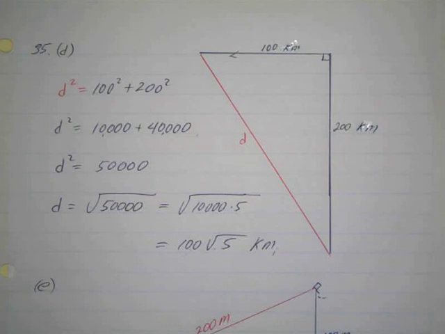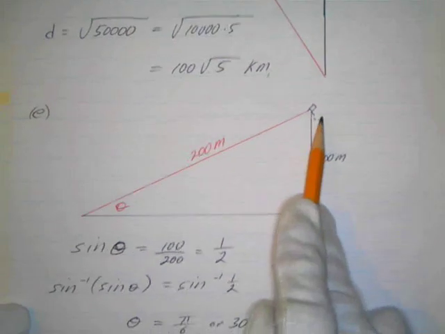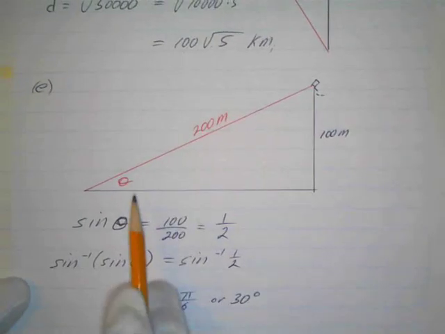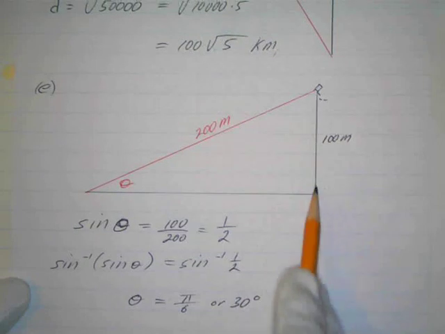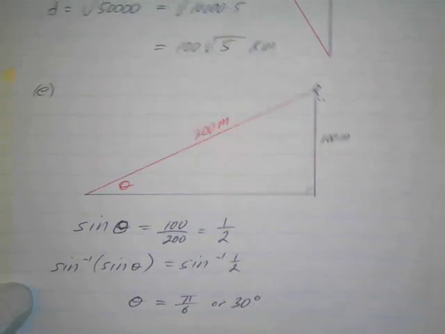Okay, and the last one, a kite is 100 meters above the ground. If there's 200 meters of string out, what is the angle between the string and the horizontal? Assume that the string is a perfectly straight line. Okay, so this is what we have here. So I drew a sketch. There's my kite. There's the string. There's how high it is. This is a right angle. It's right above it. So I have a right triangle.